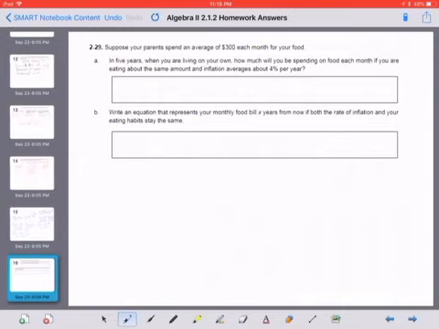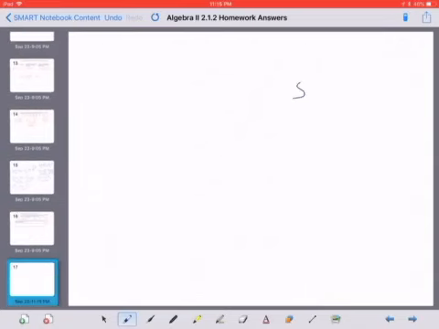Now the last problem, we actually did this problem in a math notes already. It says, suppose your parents spend an average of $300 each month for food. In 5 years, when you're living on your own, how much will you be spending on food each month if you're eating about the same amount? So we can actually put this in the formula. So I know 300 is my initial amount, 4%, so it's 1.04 because inflation, to the 5th power. So it ends up equaling about $365.